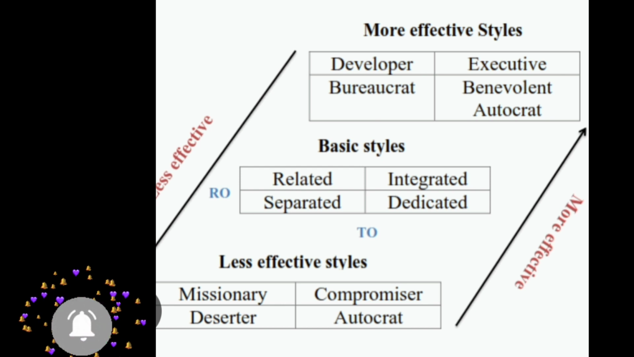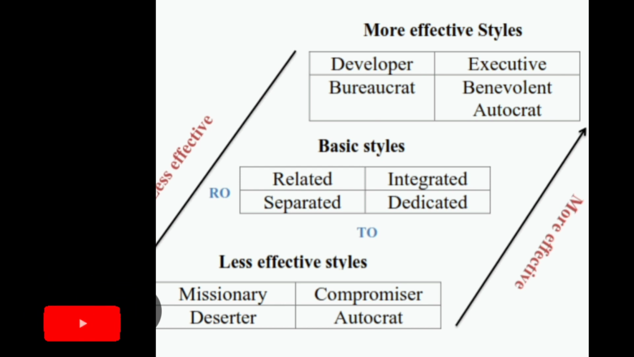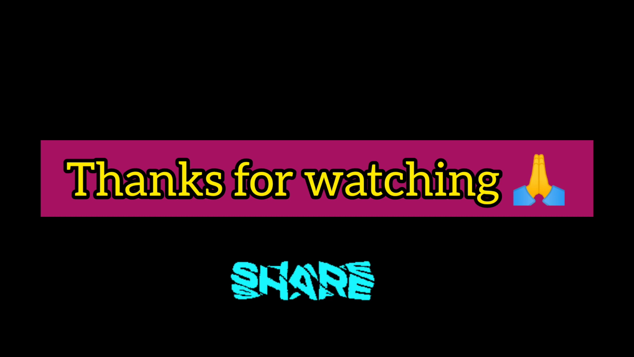The lowest effectiveness model is related to the less effective style model. We have already told what the lowest effectiveness is and what are the examples of the less effective style and more effective style. I think the 3D dimension model is clear to everyone. If you have any doubt on it, please leave a comment in my comment section. I will reply to you positively.